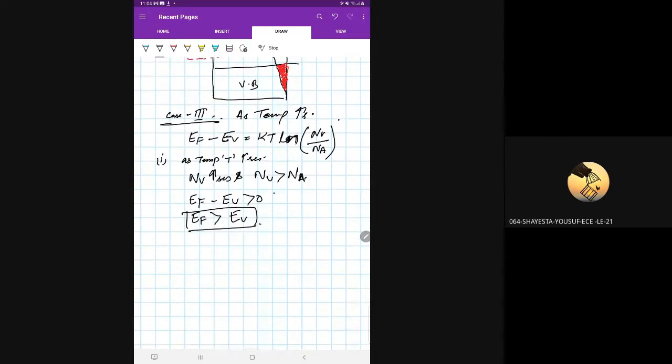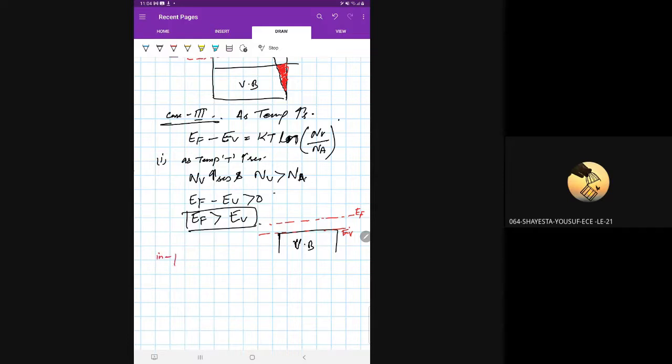So in a p-type semiconductor, as temperature increases, the Fermi energy level will move away from the valence energy level. Because E_F greater than E_V would mean, if you have the valence band here at E_V, then E_F is higher than this. At 0 Kelvin, E_F and E_V were coinciding. But as temperature increases, E_F will move away from E_V.